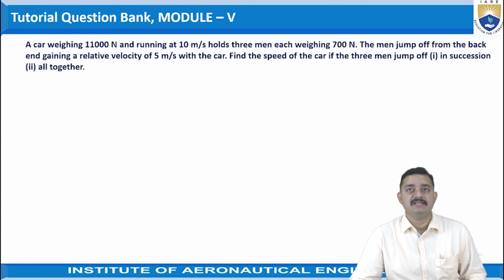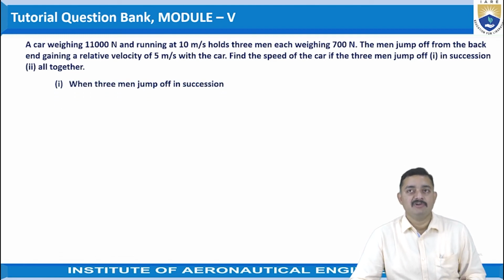The problem is: a car weighing 11,000 newtons and running at 10 meters per second holds 3 men, each weighing 700 newtons. The men jump off from the back, gaining a relative velocity of 5 meters per second with respect to the car. Find the speed of the car if the 3 men jump off, first in succession and second all together. So we are considering the first case now.